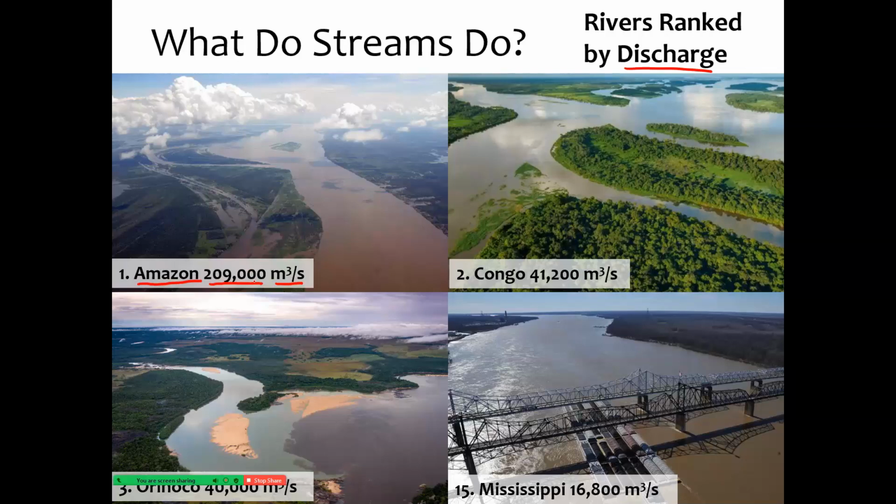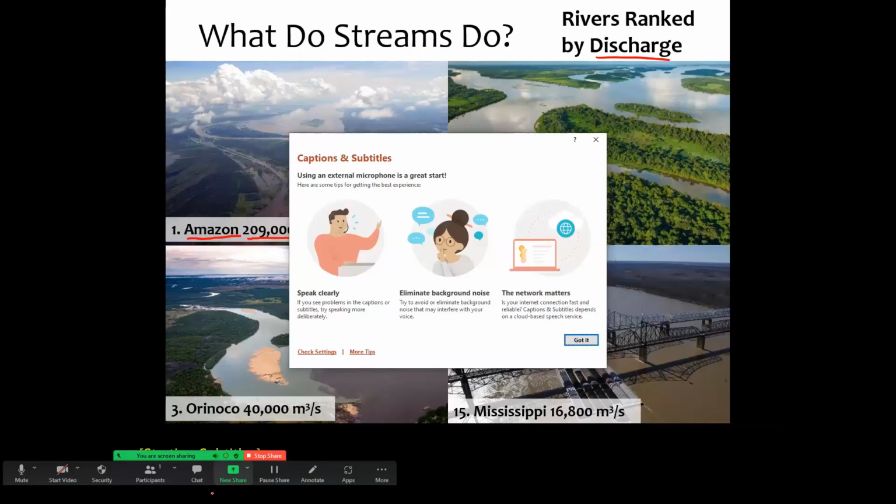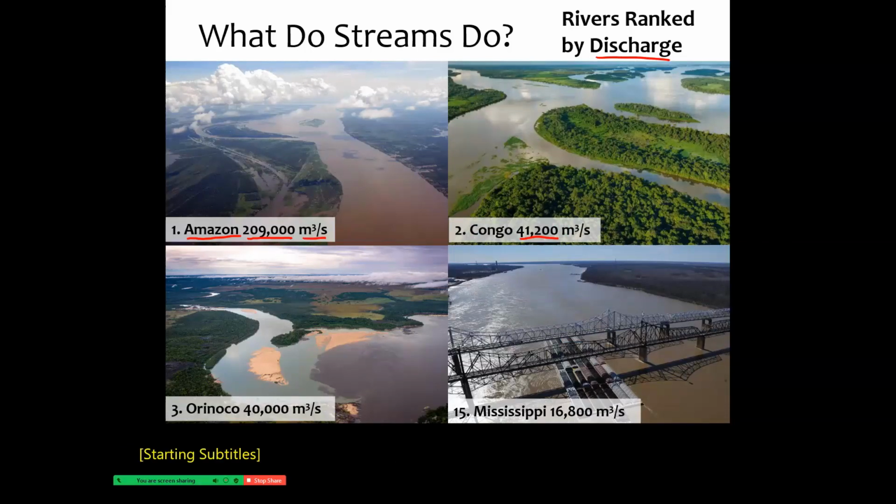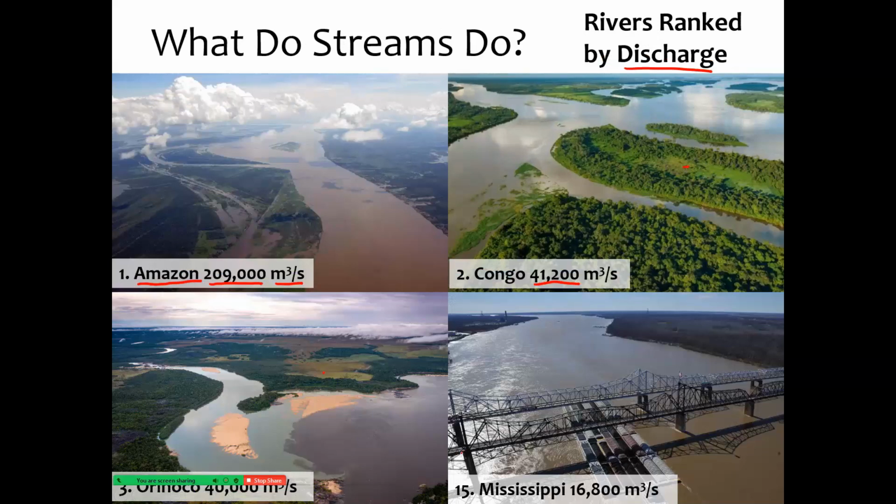Other rivers that have pretty high amounts of discharge, the Congo and the Orinoco, here are draining the same area. Or excuse me, this one is draining Africa, this one's draining a different part of the Amazon, also tropical areas. In contrast, the Mississippi is puny down here. It's only ranked 15th in terms of discharge. Its discharge is less than 20,000 cubic meters per second.